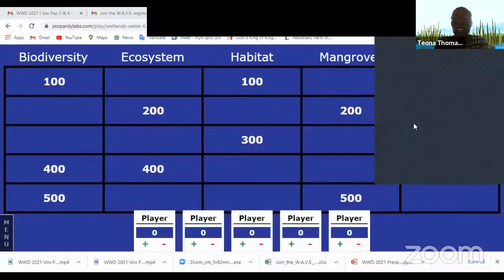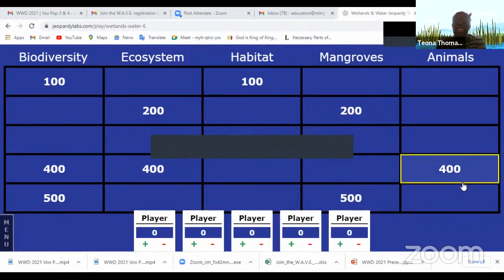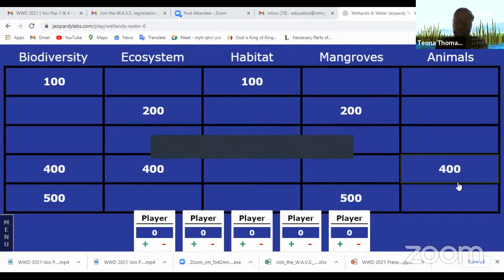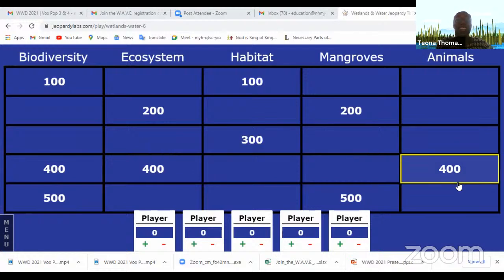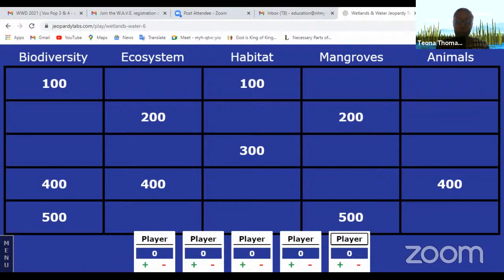Hi everyone, good afternoon. So let's get into our icebreaker challenge for today. Here we have a wetland Jeopardy. I'm not sure if everyone is here from last week, so the rule is that we'll select 5 persons to play the game, all right? You will tell me which of the titles you want to select. So you have biodiversity, ecosystem, habitat, mangroves, and animals.